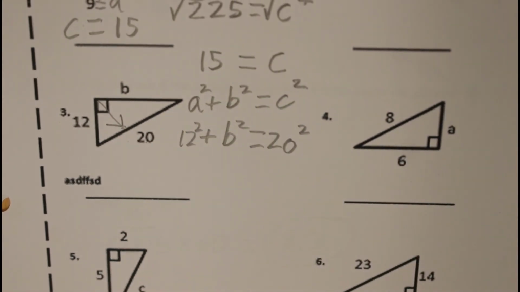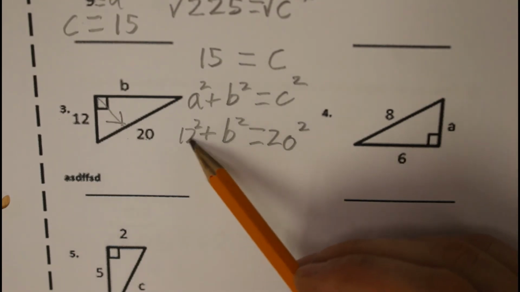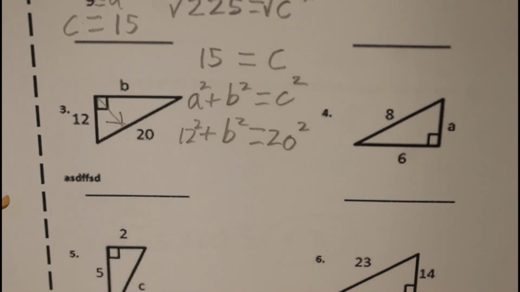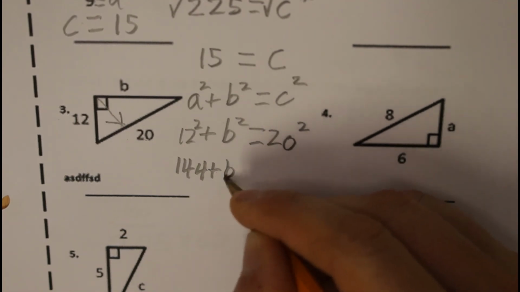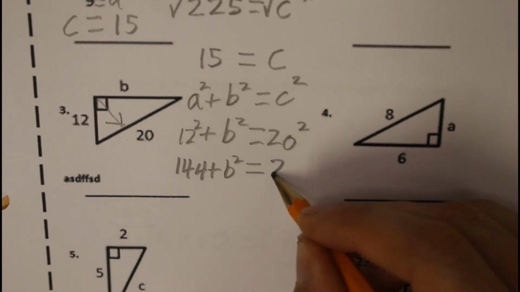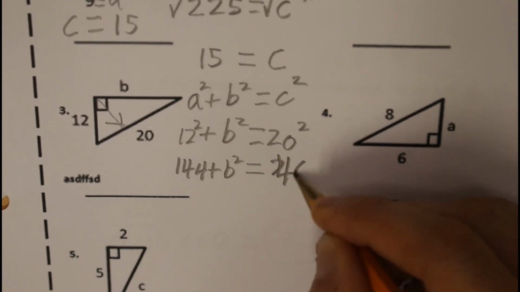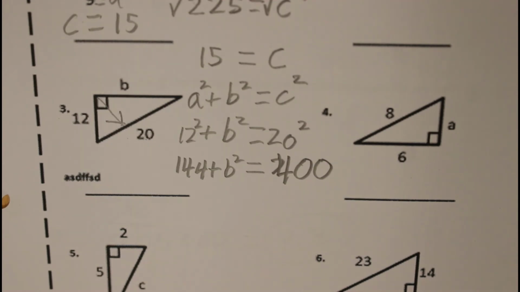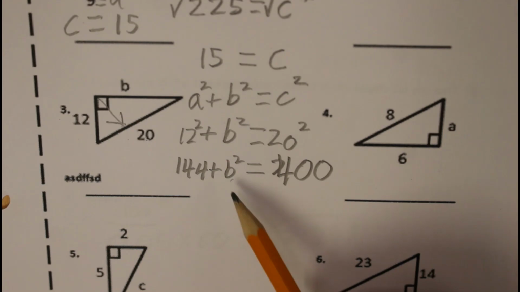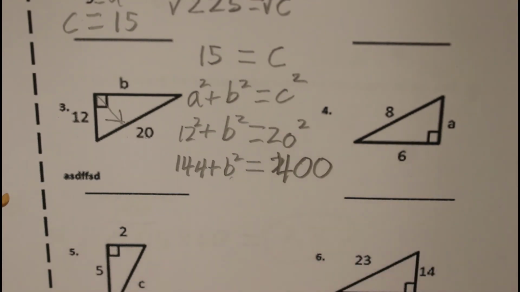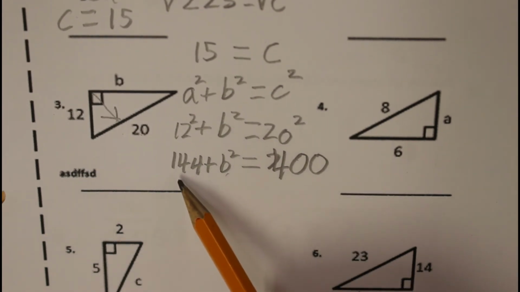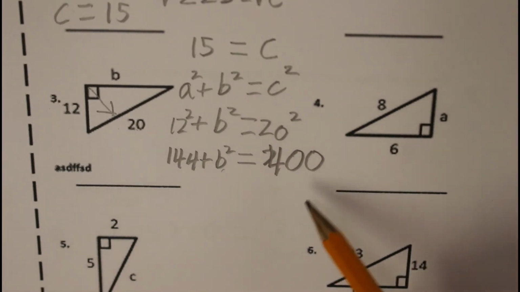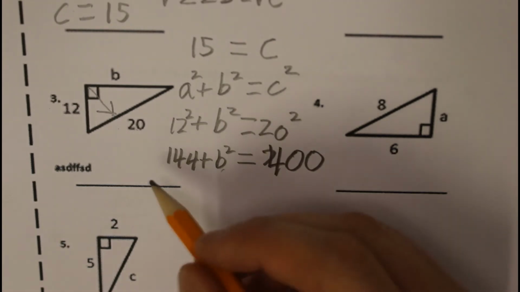So we do the same steps to start with. We square all these. So we square 12, we square 20, all the numbers we know. So 144 plus b squared equals 400. I was going to say 200, but that's 400. All right. Now you can kind of think of algebra. We want to isolate b, get it by itself, because we want to find out the value of b. That's our variable. So we're going to subtract 144 to make it go away. Whatever we do to the left side, we have to do to the right side.